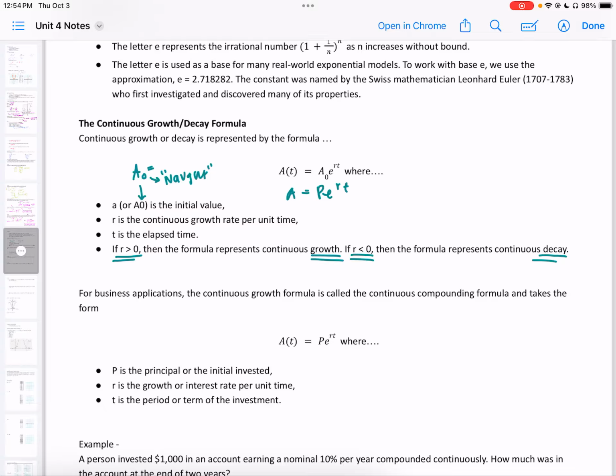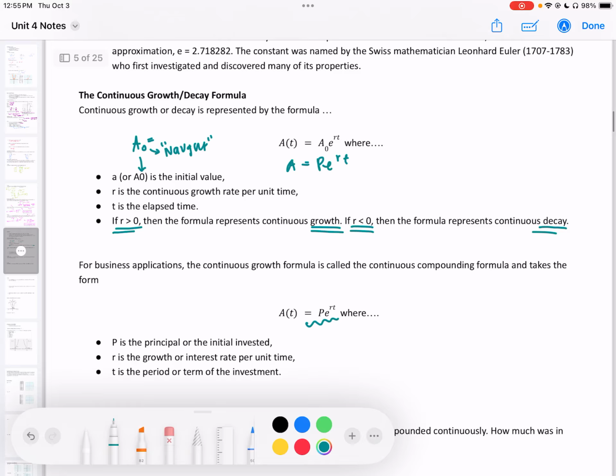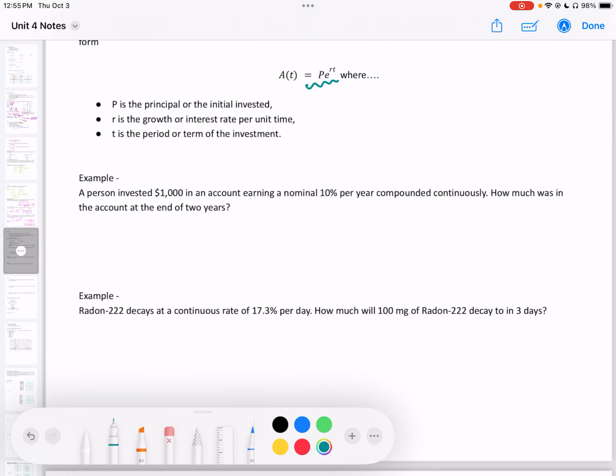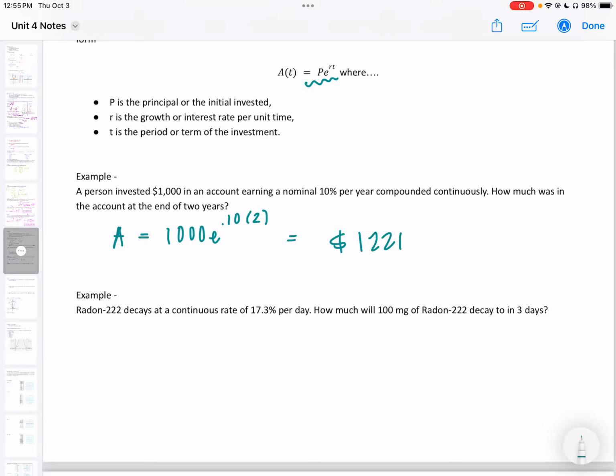Okay. Notice down here we do PERT. Again, it's the same thing. A is usually used for money, P is usually used for other applications, but they do mean the same thing. Okay. Let's do an example. A person invests $1,000, it earns 10%, compounded continuously. How much is in the account after 2 years? So that's going to be 1,000 times e to the power of 0.10 times 2. So in the account, after 2 years, we end up with $1,221.40.